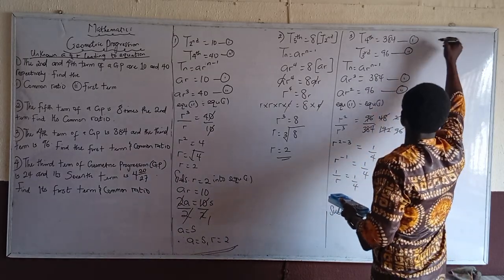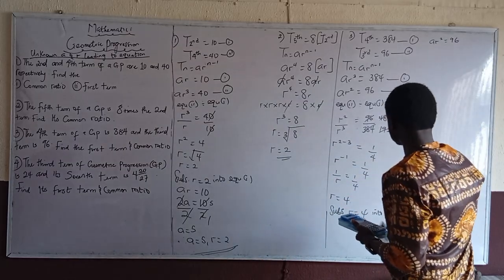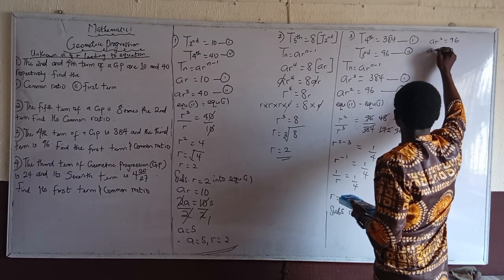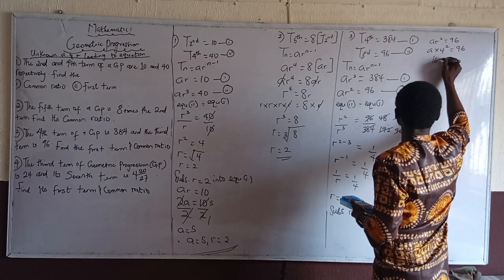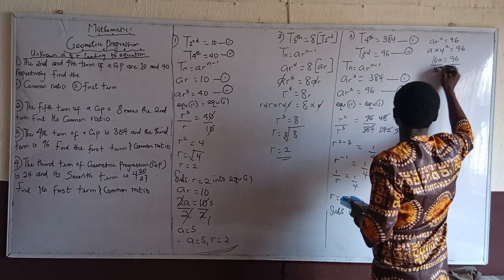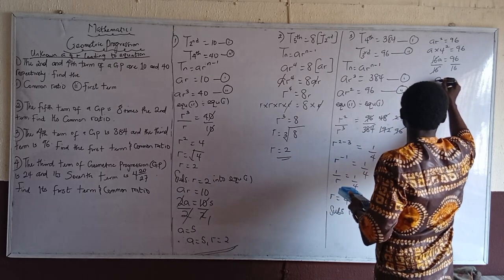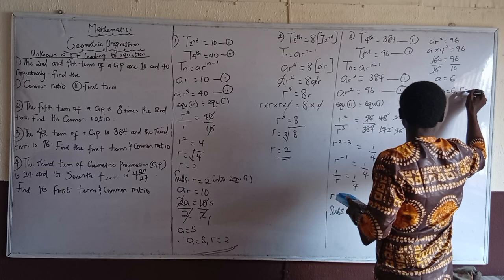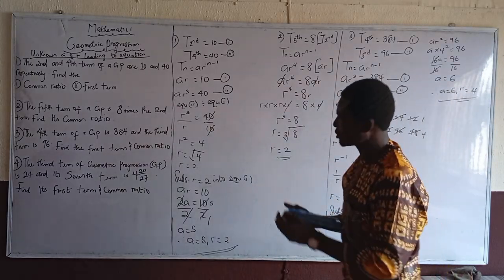So equation 2 is AR^2 equals 96. So I'm looking for my A. So here is what? A times 4^2 equals 96. That is 16A equals 96. Divided by 16, divided by 16. So here is 96 divided by 16. My A becomes 6. Therefore, A is equal to 6 and R is equal to 4. So that is question 1, 2, 3, 4.